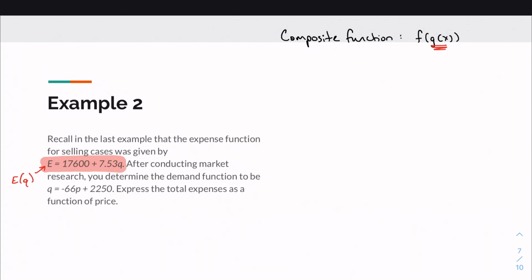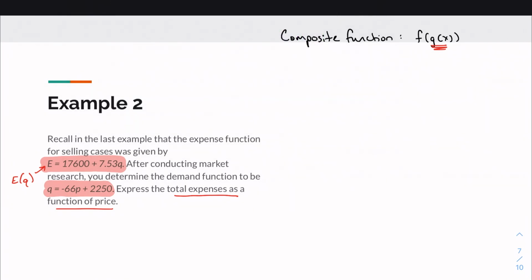Well, I've determined that the demand function for these phone cases is given here by Q equals negative 66p plus 2250. Well, I want to change my expense function into talking about price instead of expressing it in terms of quantity. This seems a little bit strange on the surface, but we need to do this when we get into our break-even analysis later on in the unit, and when we start talking about expenses, revenue, and profit later on in the unit as well. Well, so let's look at what I'm given here.